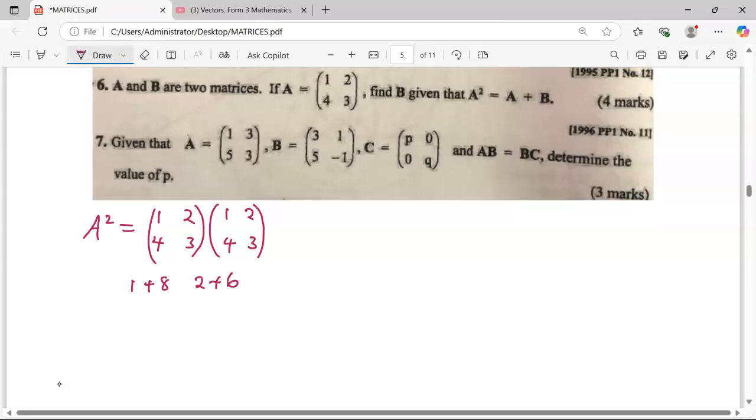Then 4 times 2 you get 8, plus 3 times 3 you get 9, and this one is going to give us 1 plus 8, which is 9, 2 plus 6 you get 8, 4 plus 12 you get 16, and 8 plus 9 you get 17, and that is A squared.